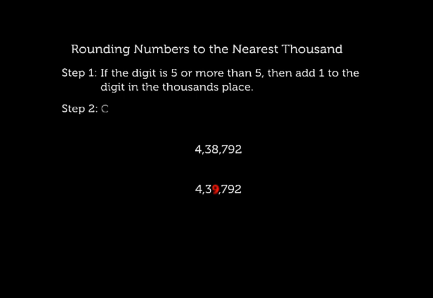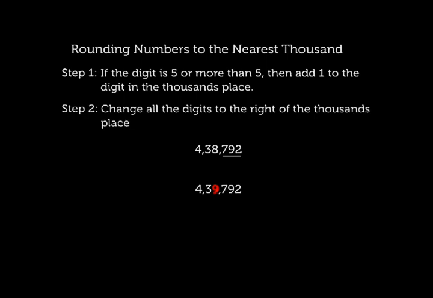Step 2. Change all the digits to the right of the thousands place to 0. So the rounded up number is 4,39,000.